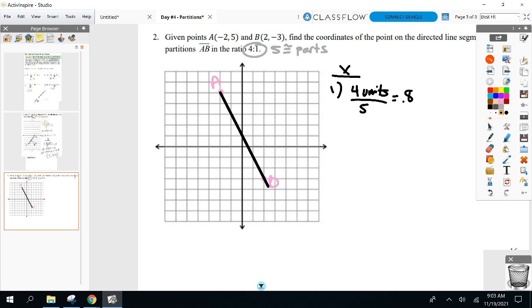Everyone see where that's coming from? All right, so if I go 0.8 on the X-axis 4 times, that tells me I'm going how many total units? 3.2. Now, please be aware, that's not where my answer is. That's telling me how many units I need to go from the start. Where did I start on the X-axis? At point A, which was what? So at -2, I went over 3.2 units. And where did I end?